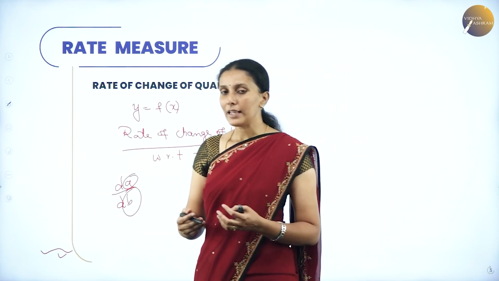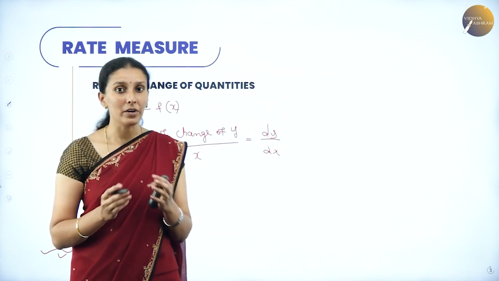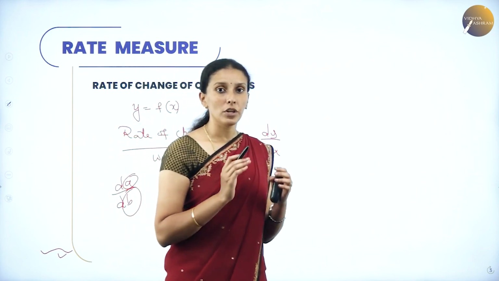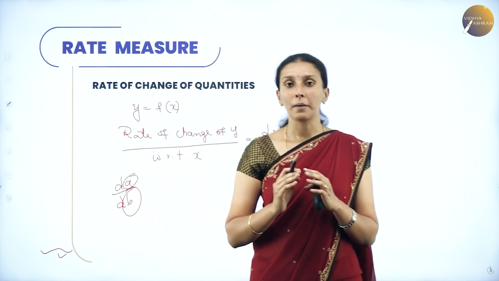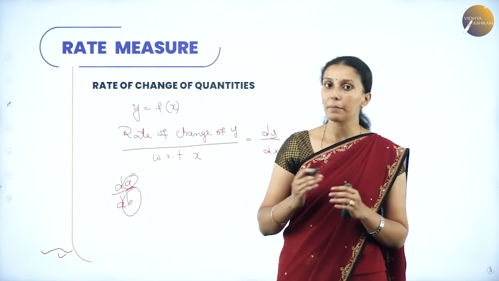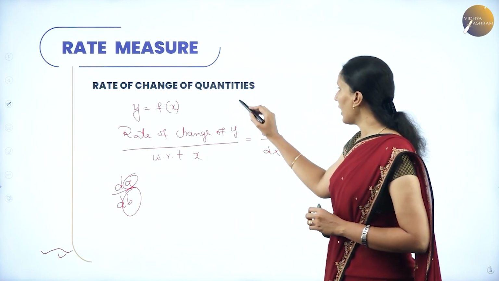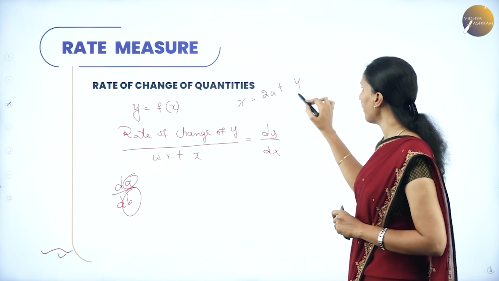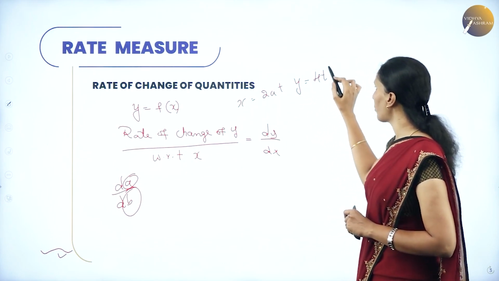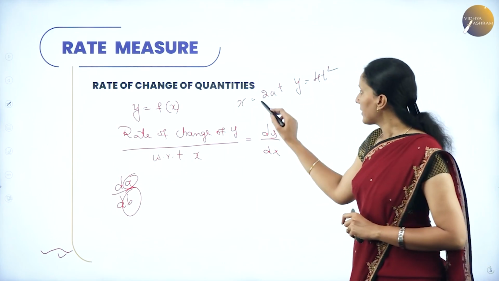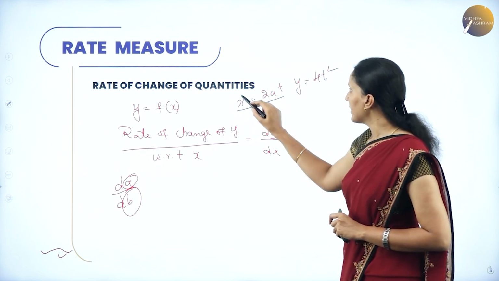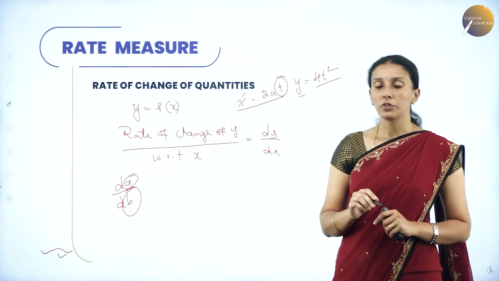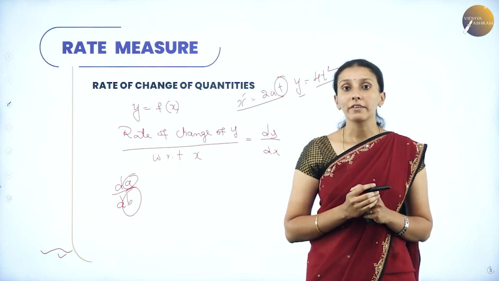Similarly, when you apply this to any form of parametric function, what do you mean by parametric function? A function where both x and y variables are expressed in another parameter. Suppose if I take x is equal to some 2t and y is equal to some 4t square. So here x is expressed in terms of t, y is also expressed in terms of t. Then how to find out dy by dx?